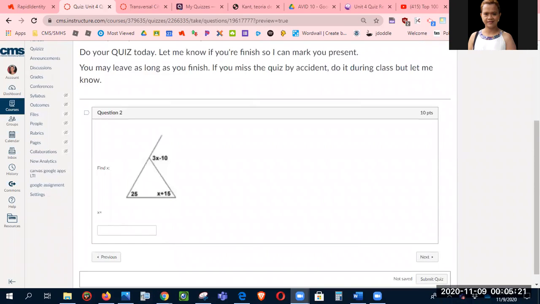Second question. Find x. So this is EAT, the external angle theorem, which says that the value of the exterior angle can be obtained by adding the two remote interior angles. So I should set these two equal. So 3x minus 10 is equal to 25 plus x plus 15.